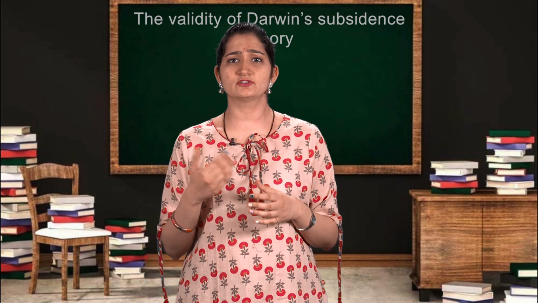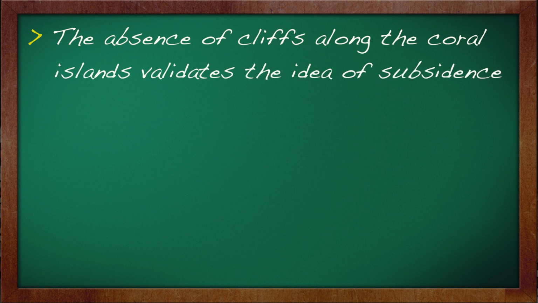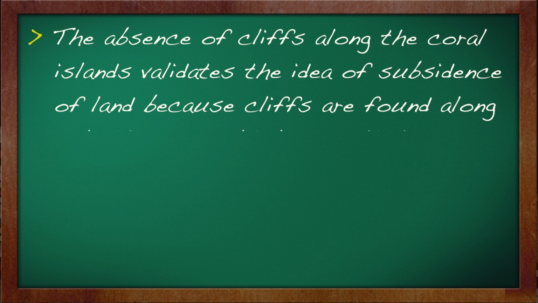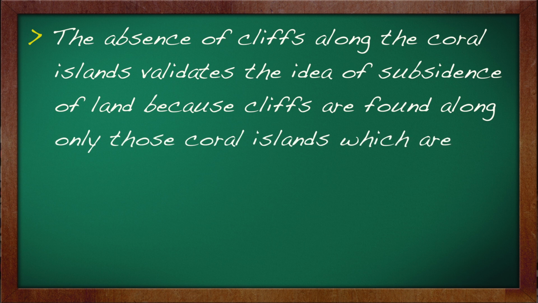If the land is taken to be stable, the lagoons would be filled due to the deposition of the sediments. The absence of the cliffs along the coral islands validates the idea of subsidence of the land, because cliffs are found along only those coral islands which are stationary. The coasts and the islands of the Pacific Ocean having raised beaches indicative of the emergence of the land are devoid of barrier and atoll reefs.